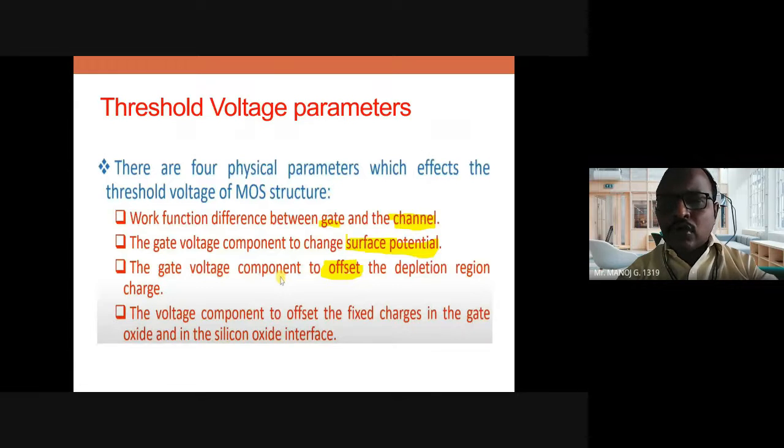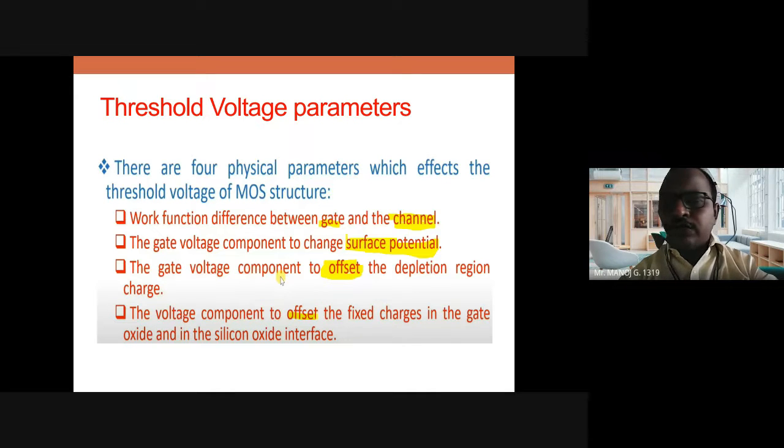So that is the third component, the gate voltage component offset in the depletion region. And the last one is the fabrication geometric change. Because of the fabrication, there might be an offset in the fixed charges. So how would those effects be? Because of the fabrication, there will be a change in the dielectrics of the system. That is the fourth parameter.